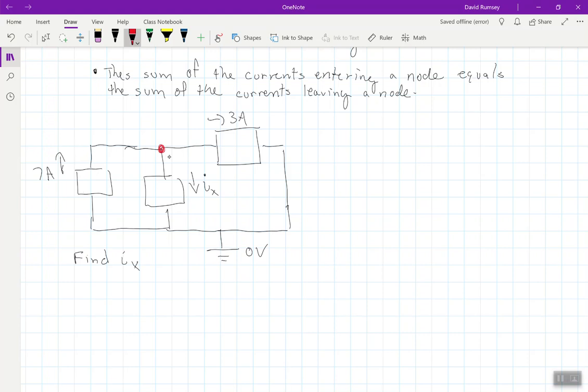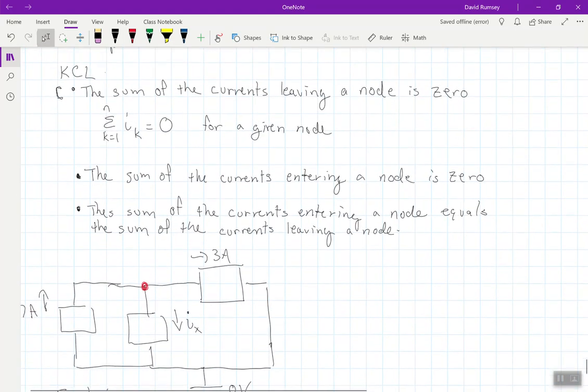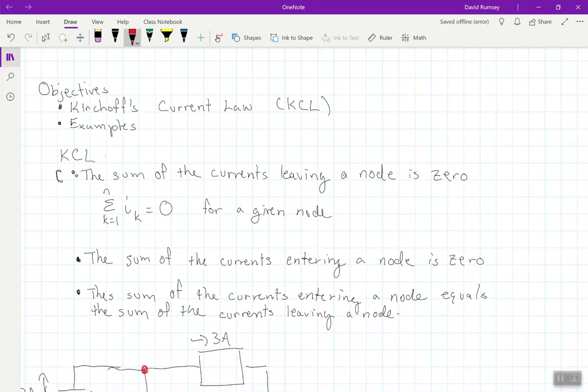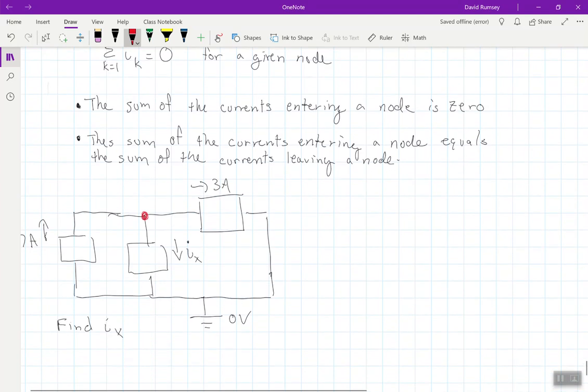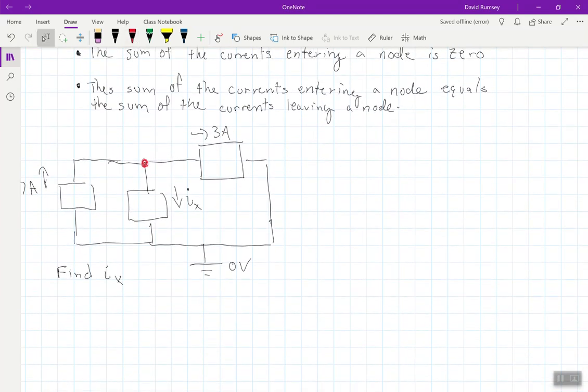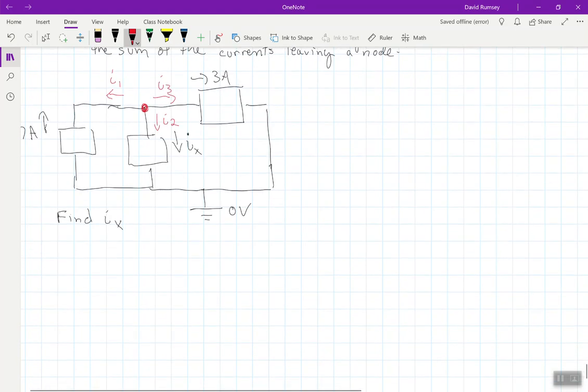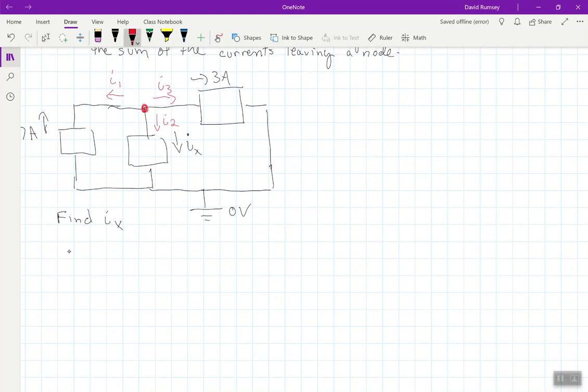And we need to recognize that this is all just one node. Now, if we wanted to sum the currents, we're going to go back and use our very first definition of KCL, that the sum of the currents leaving a node is 0. So I'm going to write these currents here. I got 3 currents: I1, I2, and I3. And I've drawn them all leaving the node. So from Kirchhoff's current law, I1 plus I2 plus I3 equals 0.